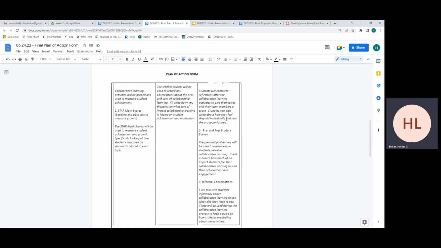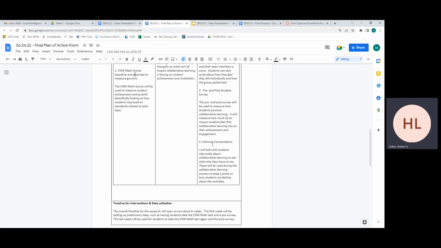The second data point was the pre and post student survey. I gave students a survey at the beginning and at the end of the entire research period. This survey asked them generalized questions about how they felt about group work and if they felt group work motivated them to do well on an assignment or not. I used this survey to help see any changes in student perception about group work over time.